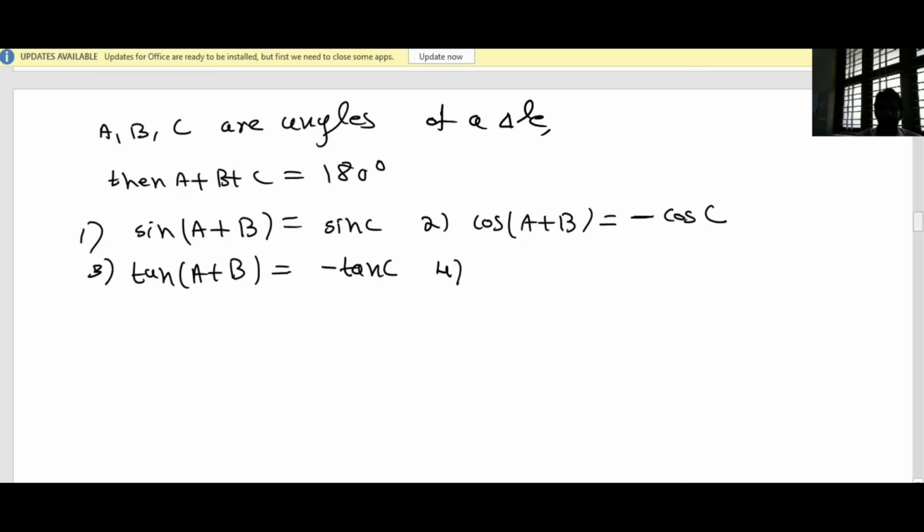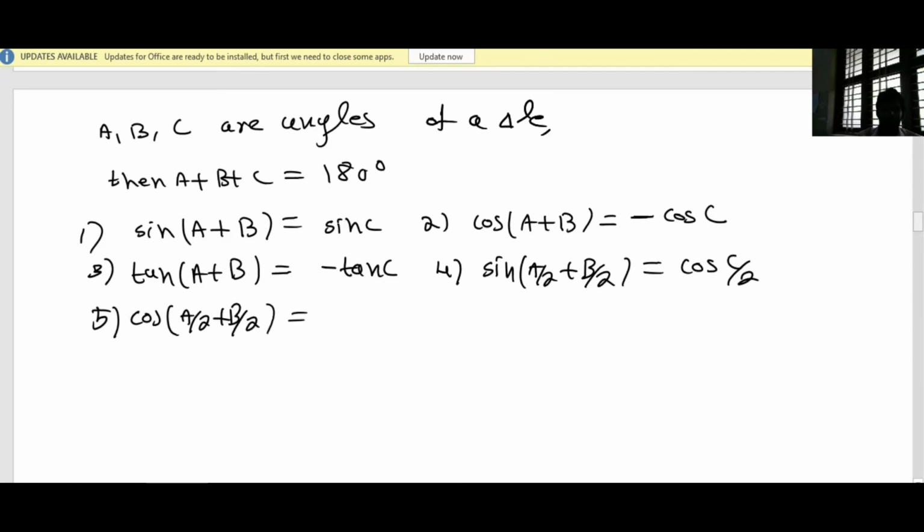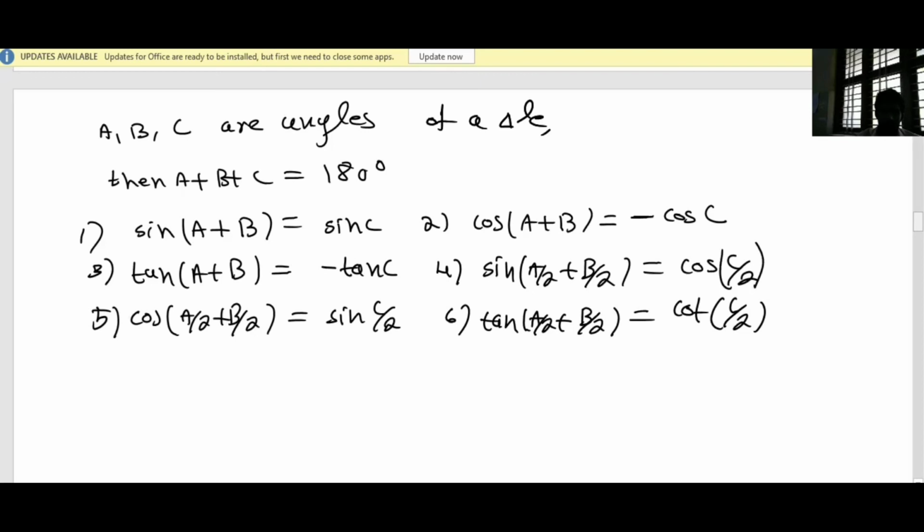And the fourth one, sine of A by 2 plus B by 2 equal to cos of C by 2. And the next one, cos of A by 2 plus B by 2 equal to sine of C by 2. And the last one, tan of A by 2 plus B by 2 equal to cot of C by 2. Here all are angle by 2.